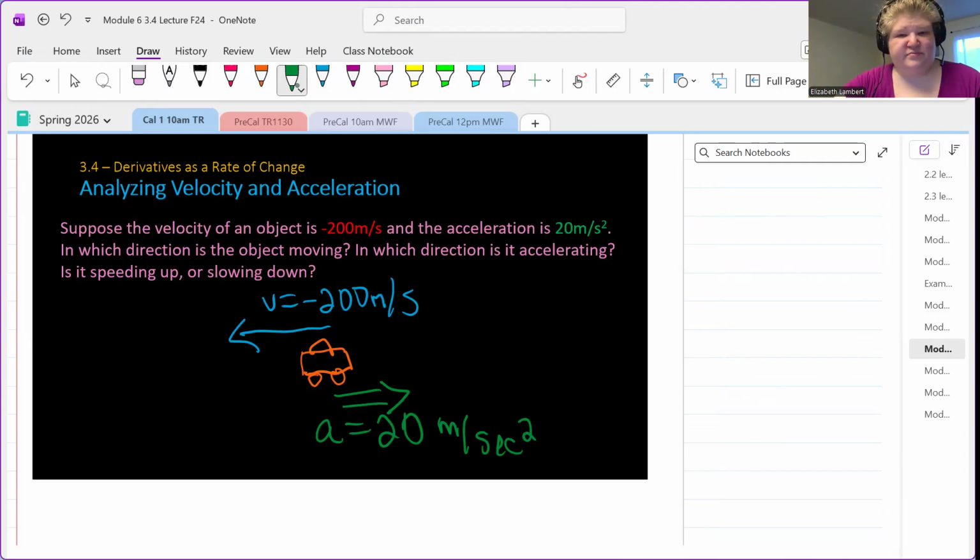I don't know, maybe this is on a track or something, like a little toy car. It's going backwards at negative 20 meters per second, but there is a forward acceleration pulling on it. So which direction is the object moving? It's moving in the direction the velocity says. It's being pulled backwards.